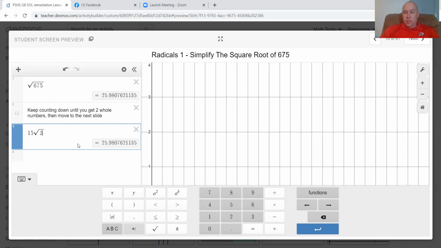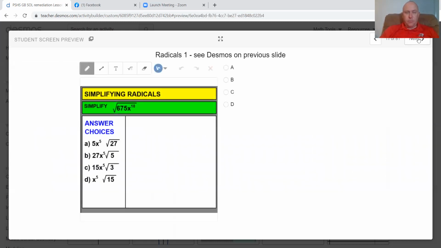But it is really important that you stop the first time you get two whole numbers, because you could continue downwards actually and possibly find other answers that also have two whole numbers, but they would possibly be the wrong answer. So you always want to stop at that first time that you see two whole numbers.